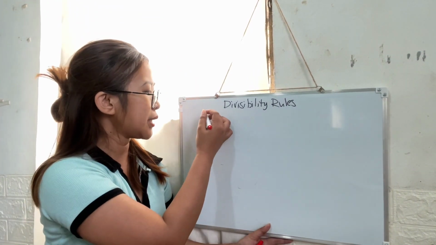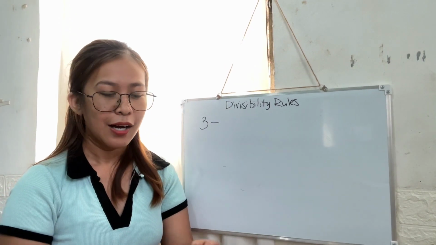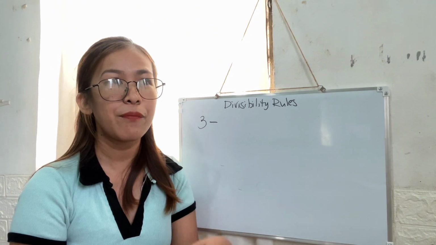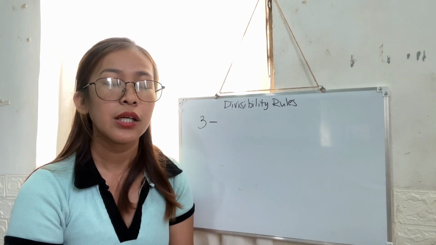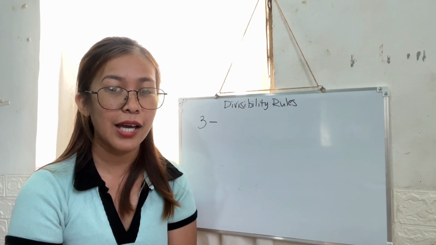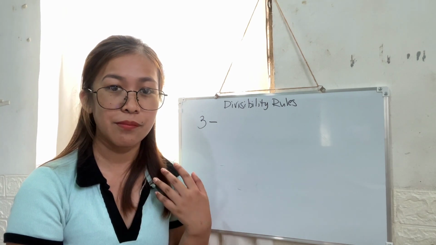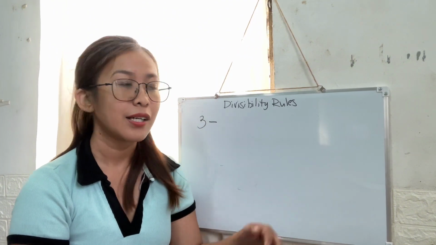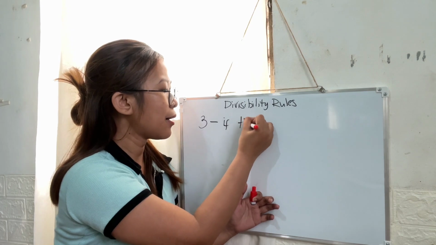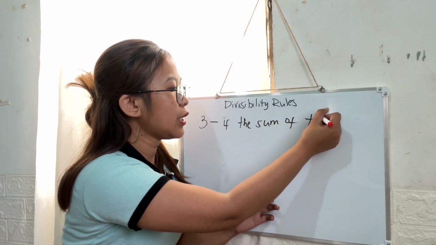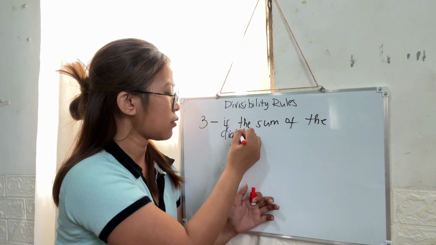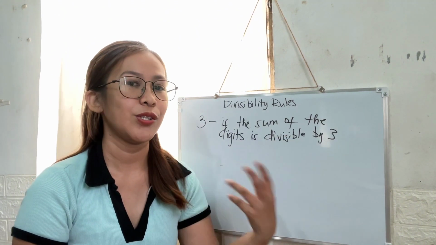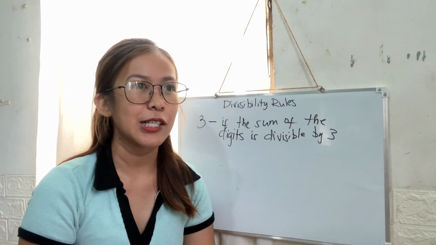Now, let's proceed to divisibility rules of 3. Okay, just like 2, this one is also easy. Madi-determine mo kung yung number, even though it's bigger or smaller, is madi-divide ni 3. Okay? So, ano nga ba yung rule for divisibility rules of 3? A number is divisible by 3 if the sum of the digits is divisible by 3.